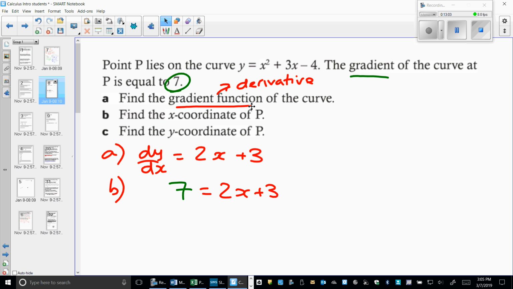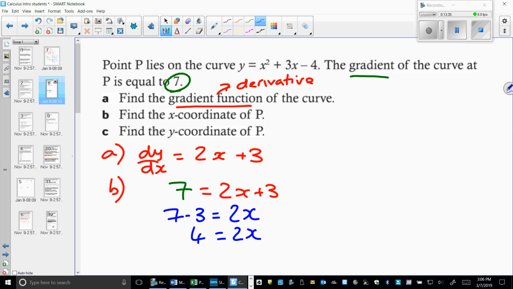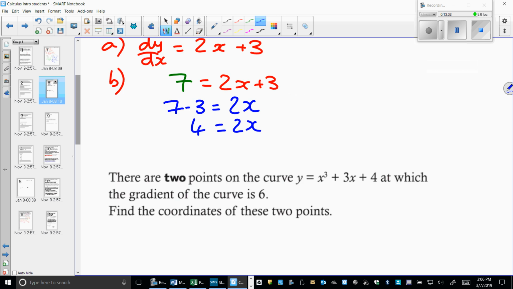Rearranging this is going to allow us to find the x coordinate. So we're going to rearrange this. Rihanna? 3 goes over to 7, so 7 subtract 3 is 4. So that's equal to 2x. And then 4 over to 2, and then do all that.